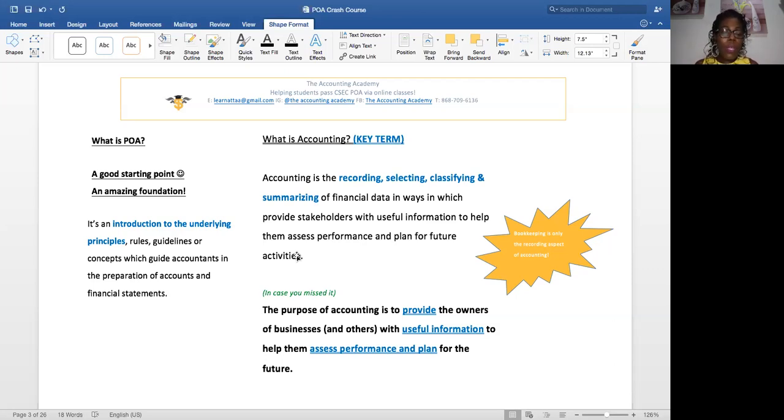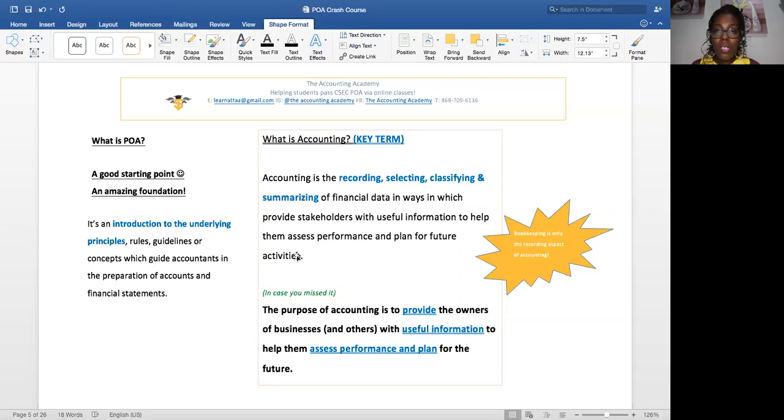So what is POA? POA is a good place to start. It's a good starting point if you want to have a career in accounting and finance. It's an amazing foundation, right? It is an introduction to the underlying principles, rules, guidelines, or concepts which guide accountants in the preparation of accounts and financial statements. So it is an introduction. It's a good place to start. It's an amazing foundation, right?